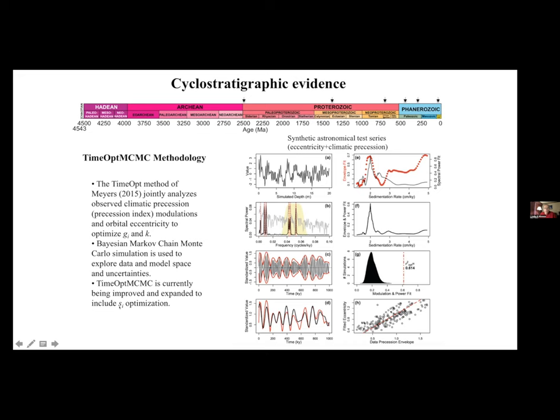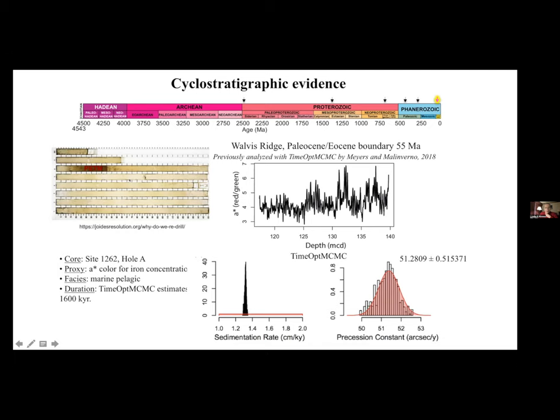So I guess I really quickly have to go through all these different sections that we analyzed. The first one is from Walvis Ridge. That's been analyzed previously by Meyers and Malinverno. And here's the record that was analyzed, and you can see the 400,000 year cycles. The analysis indicated a sedimentation rate. These are prior sedimentation rates that are examined, and this is where the sedimentation rate ultimately ended up, giving us a best fit precession constant of 51.3 for this interval at 55 million years ago.